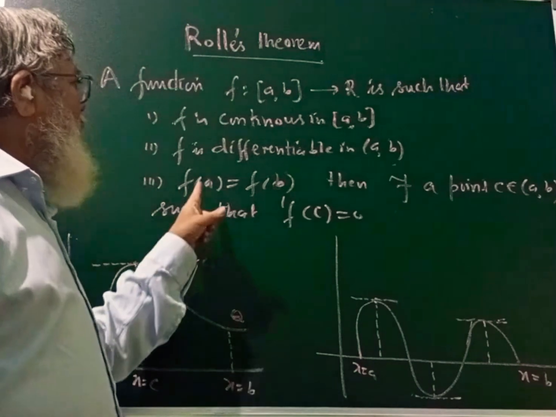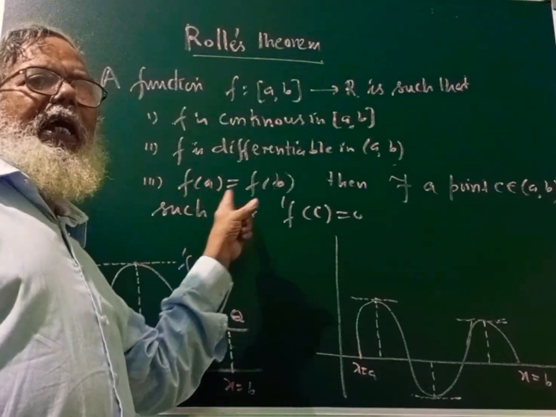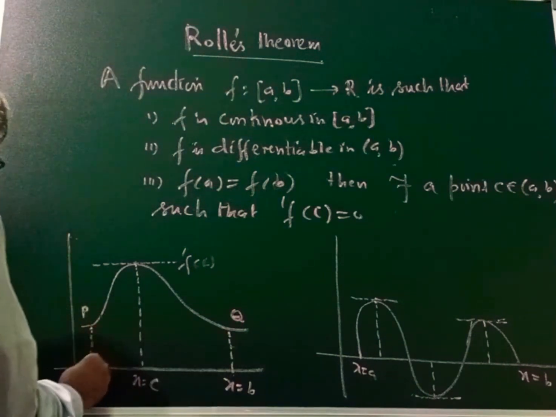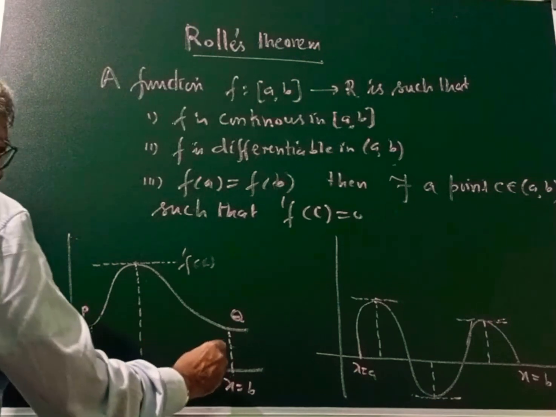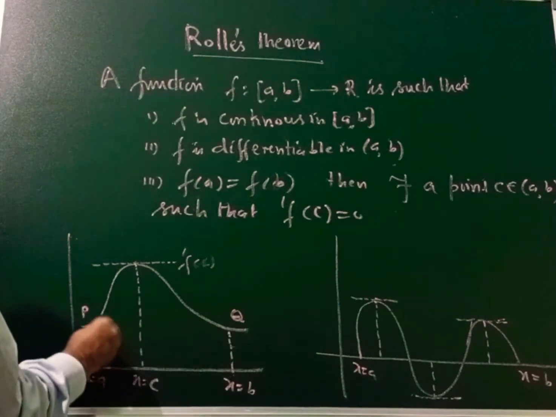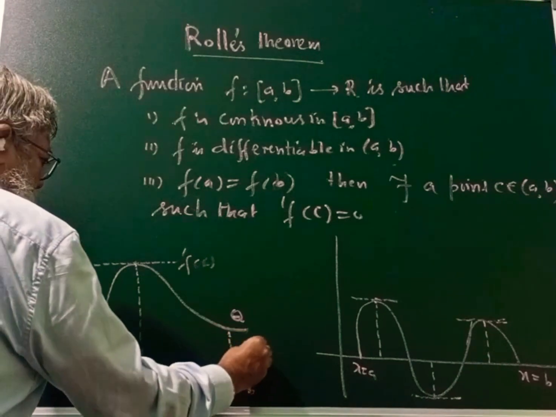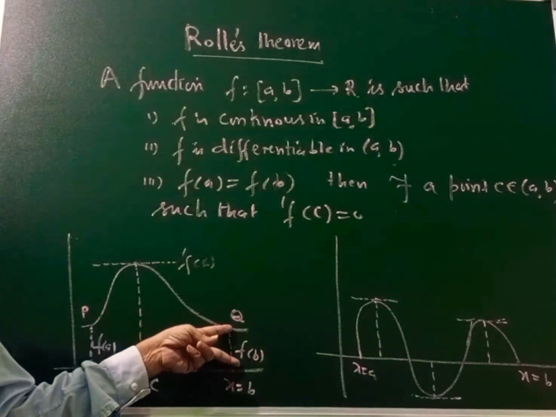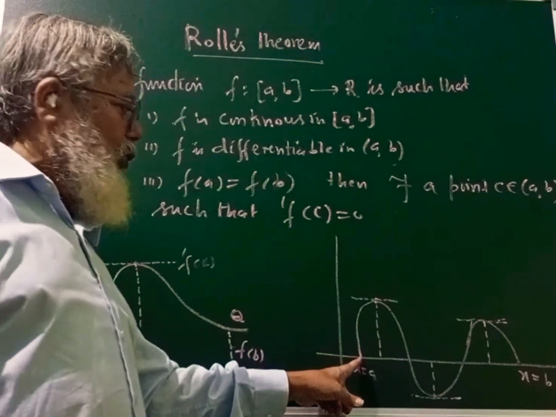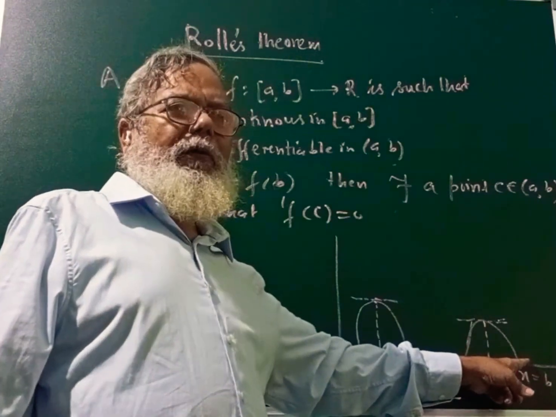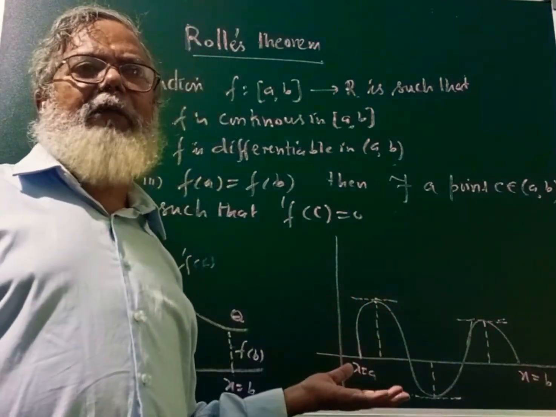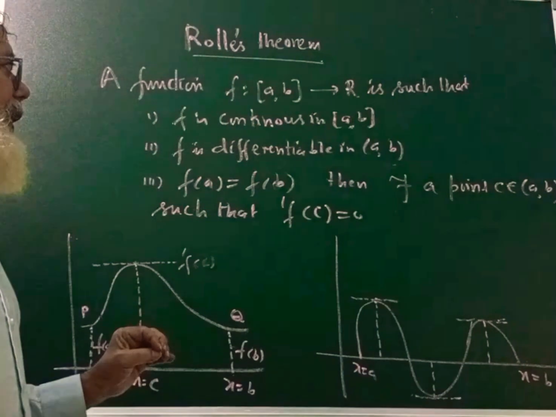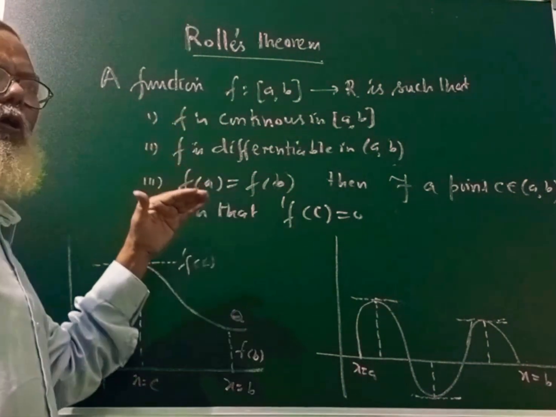And moreover, what about the third condition? f(a) is equal to f(b). That is the perpendicular drawn from the curve to the x-axis. This is the length of the perpendicular f(a), and here is the length of perpendicular f(b). You can see these two lengths are equal. Similarly here f(a) is 0 and f(b) is also 0. So in both curves it satisfies the given condition. Now these two curves satisfy all three conditions of Rolle's theorem.